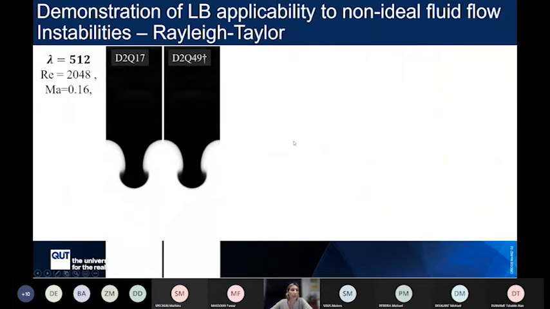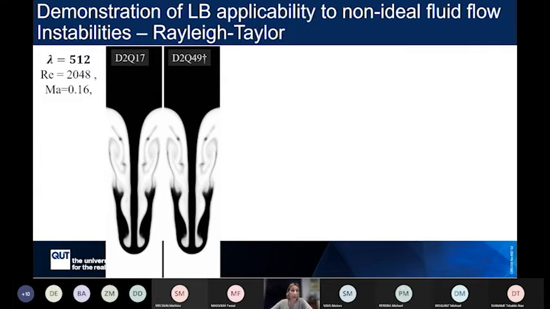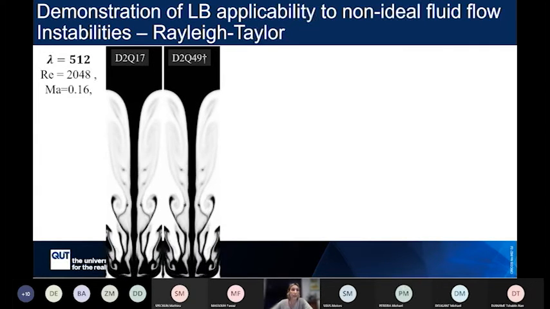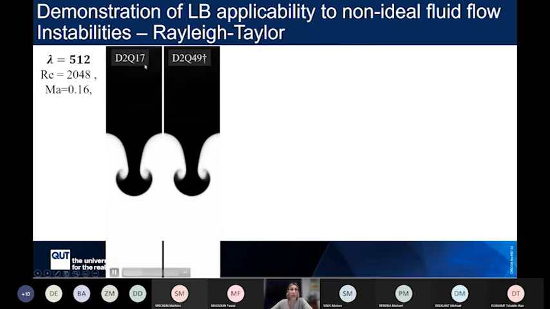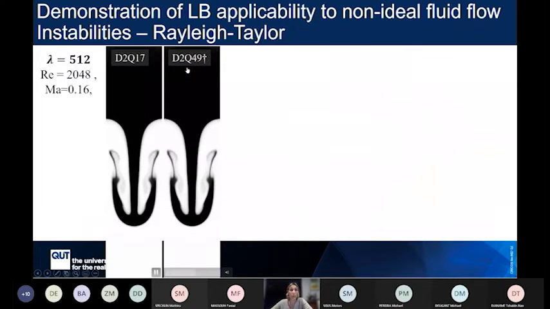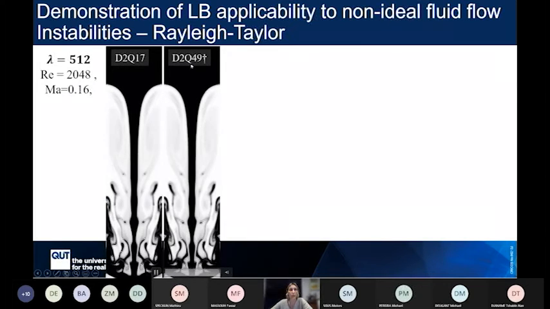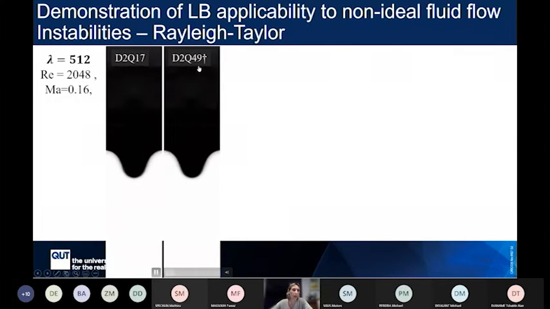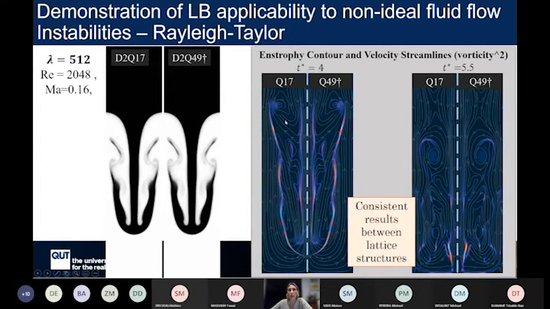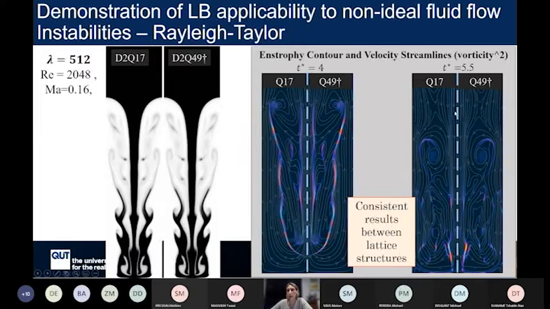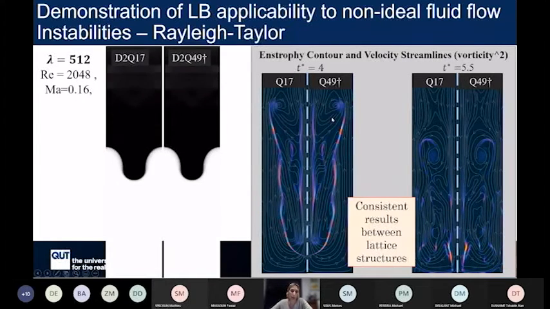And again, as an exploratory investigation, looking at instabilities, we looked at the Rayleigh-Taylor instabilities, and what we wanted to look at is the consistency between 2 different lattice structures, so moving to a different high order, a 3rd order accurate, and a 4th order accurate lattice structure. And when we compare, I've got the anisotropy contour here and the velocity streamline here, the match between the two is pretty good.